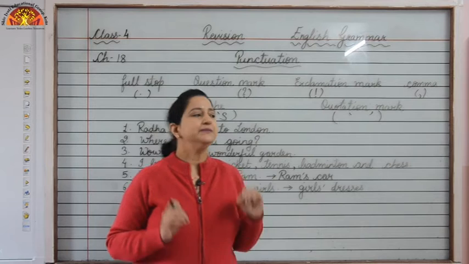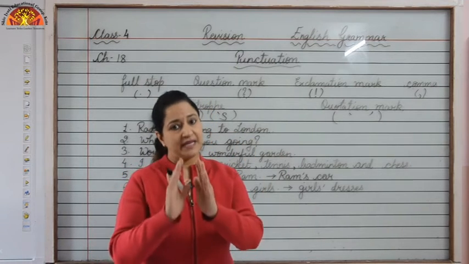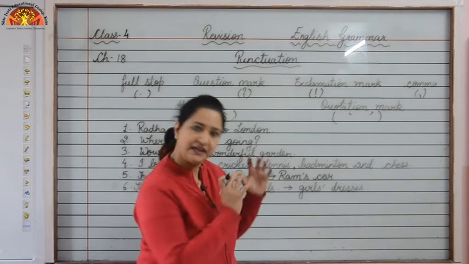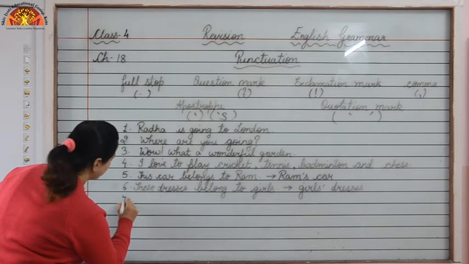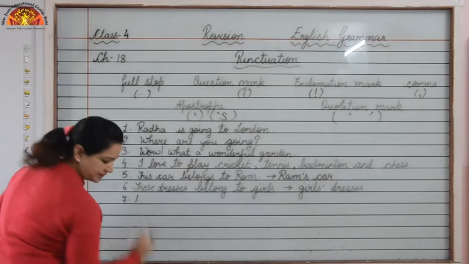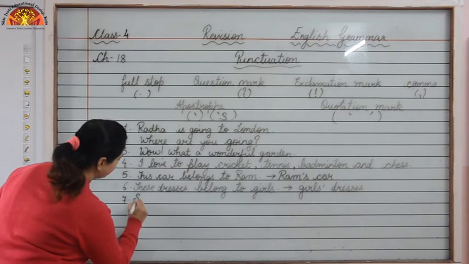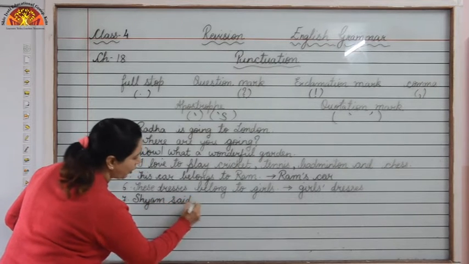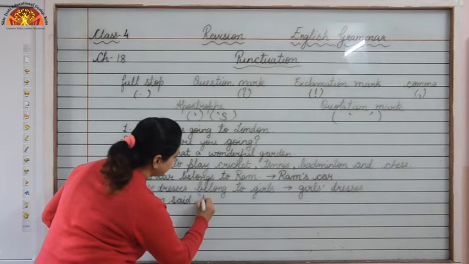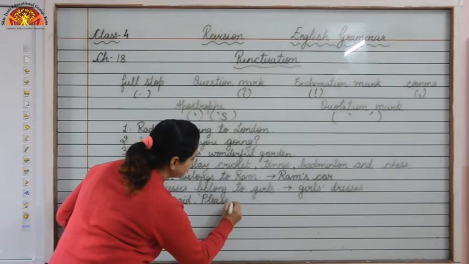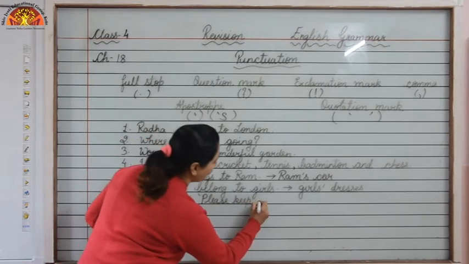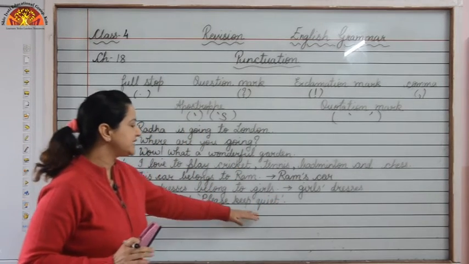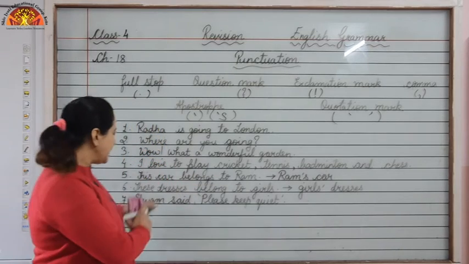For example, Shyam said, please keep quiet. Now I want to write these words exactly like that. So what will I write? Shyam said, comma, inverted comma, please keep quiet. Here I am writing the exact words said by Shyam.